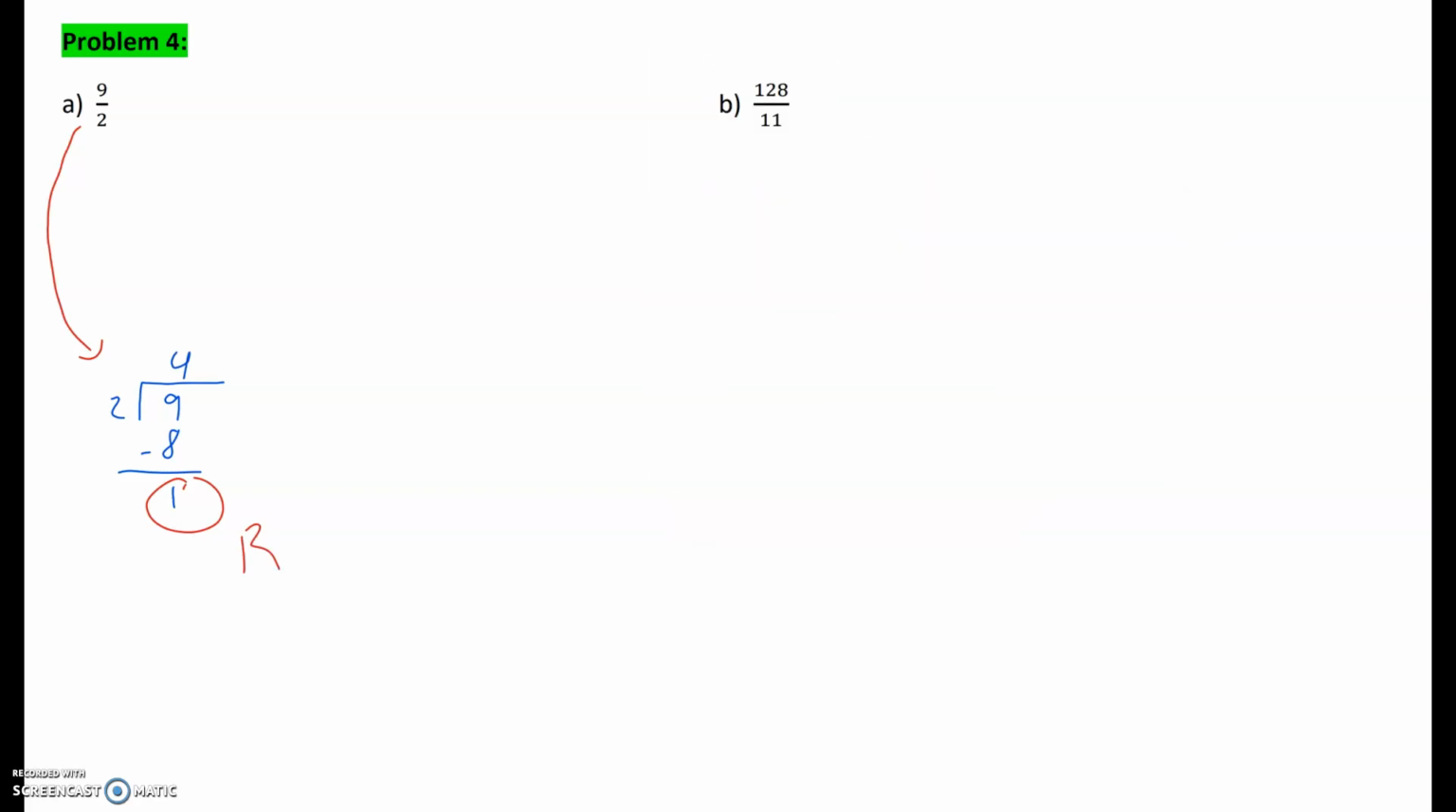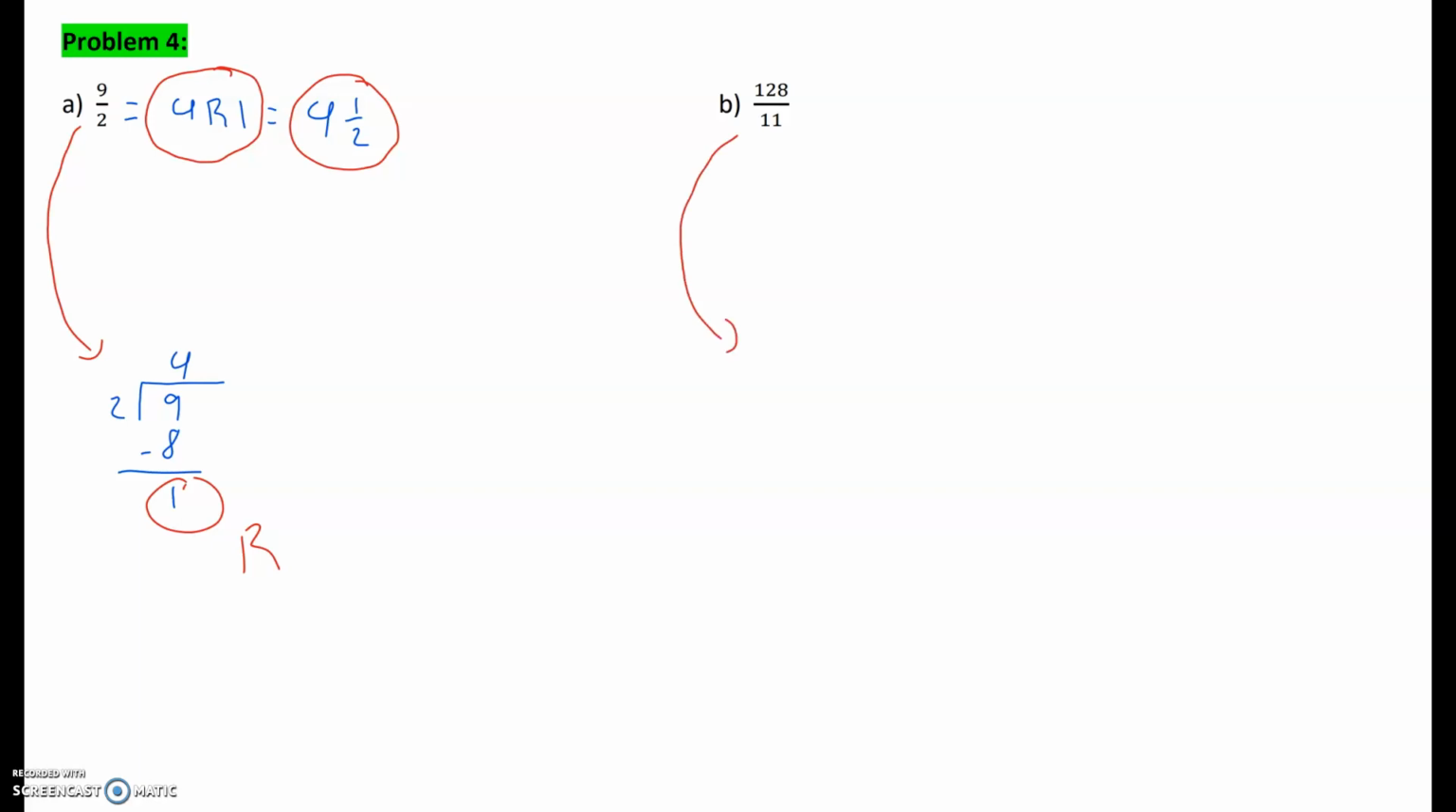So the answer for this one, you can actually write it as 4 remainder of 1, or technically 4 and 1/2, as we will call it in a later section. Both of those are perfectly fine.